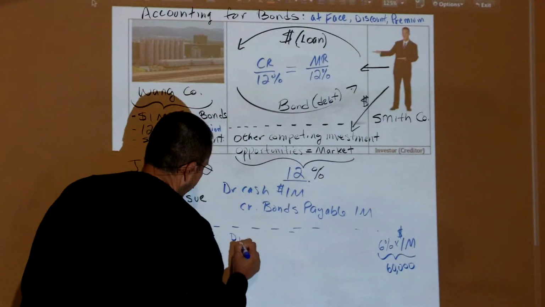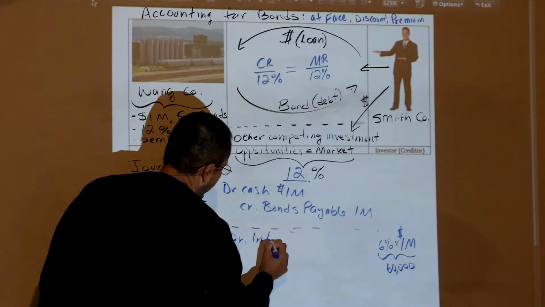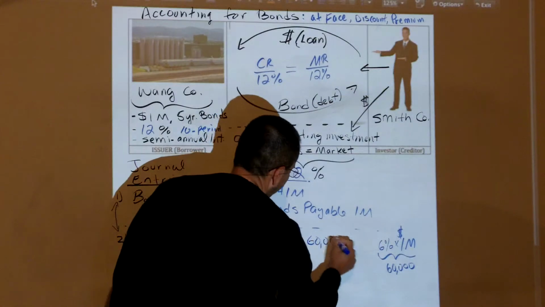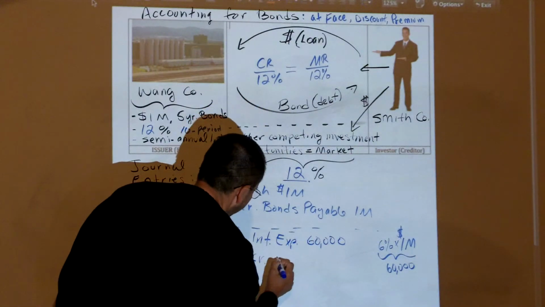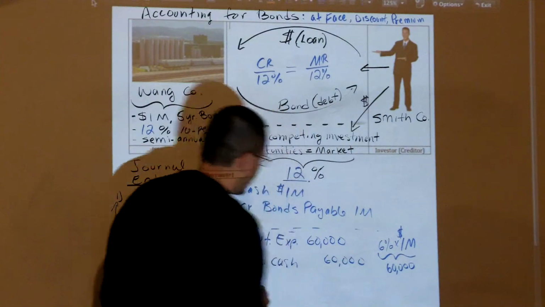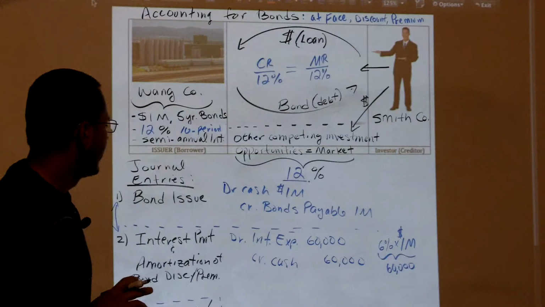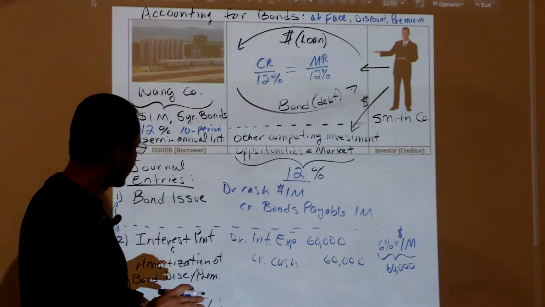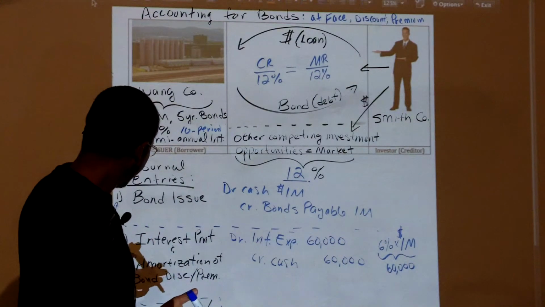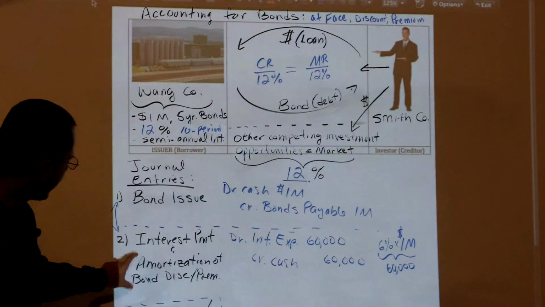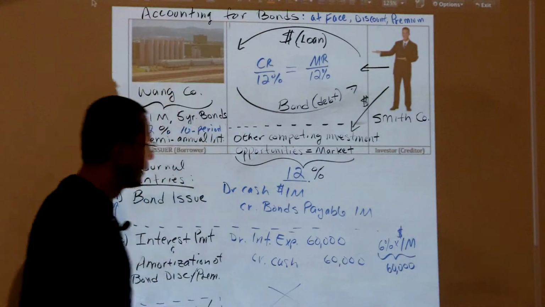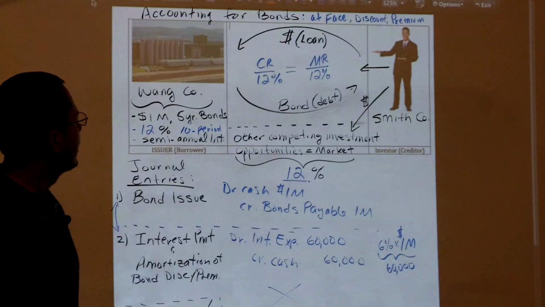The entry would be simply debit to interest expense, $60,000, and credit cash, because we're actually making the payment, and that would be also $60,000. And since in this case, under the issuance at face, there's no discount or premium, this portion of the event here, we don't need to do. It doesn't apply. So we're done. So that takes care of the issue at face.